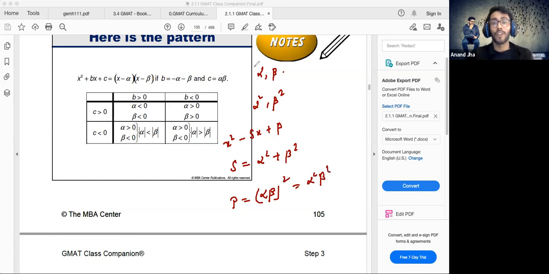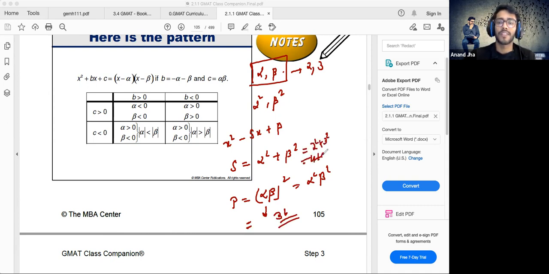Now, you already have alpha and beta, and the product alpha beta I can get. I'll substitute it here. Say the roots I have are 2 and 3. So 2 times 3 is 6, and the square will come 36. Alpha square plus beta square is 2 square plus 3 square: 4 plus 9, 13. So it will come x square minus 13x plus 36. That's it. Clear? So accordingly, you have to do it.